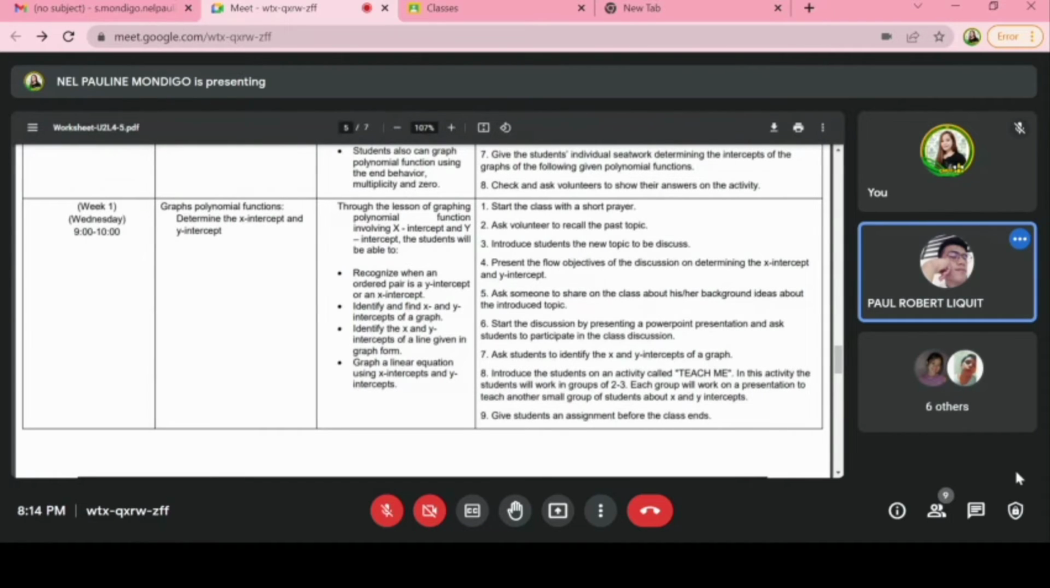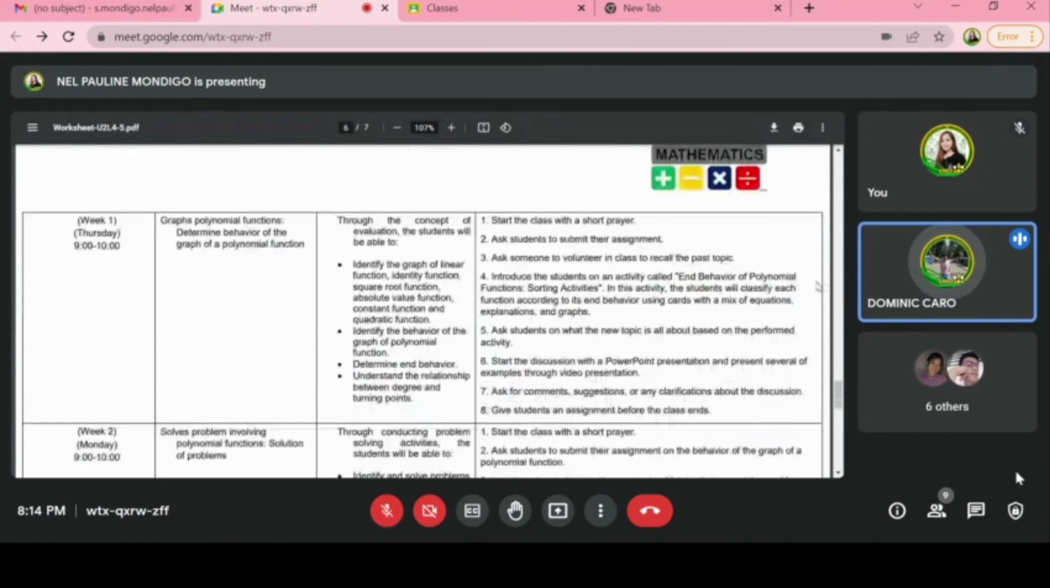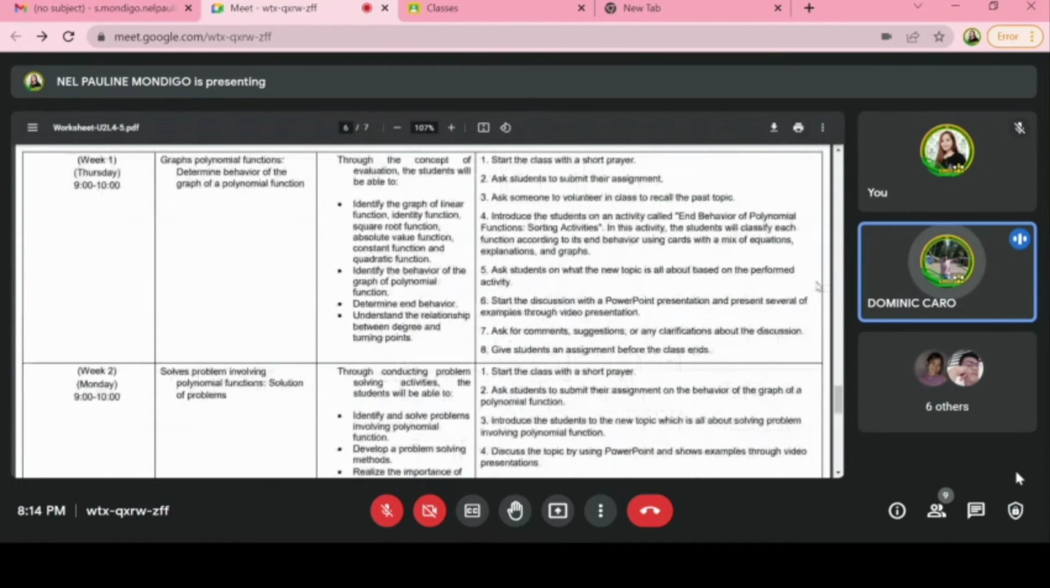Next, introduce to the students an activity called Teach Me, in which the students will work in groups of two to three. Each group will work on a presentation to teach another small group of students about x and y intercepts. And the last one is give students an assignment before the class ends.